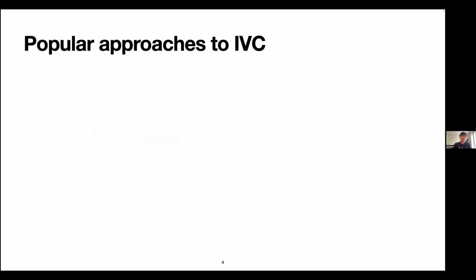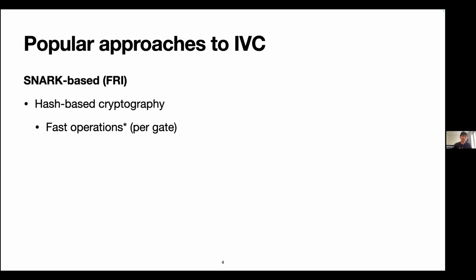Okay, so as of the state of the art, there are two main approaches to constructing IVC. The first is SNARK-based IVC, and in particular, we'll focus on hash-based proof systems. One advantage of this approach is that you use hash-based cryptography, which is very useful for a number of reasons. Computing hashes is very fast on our computers, you have free choice over how to arithmetize your computation, and it's also plausibly post-quantum.